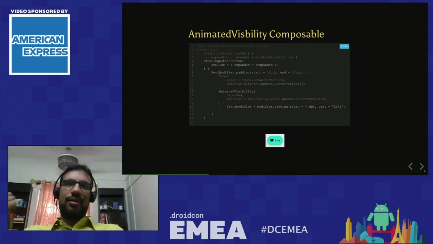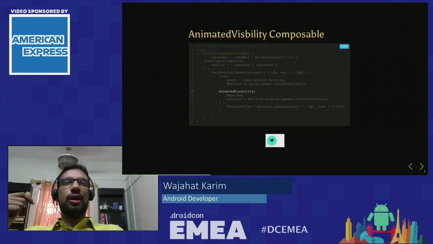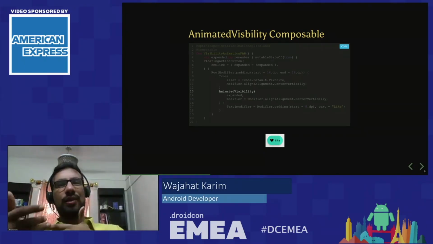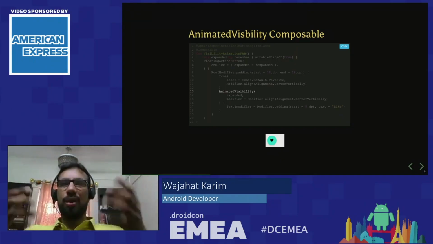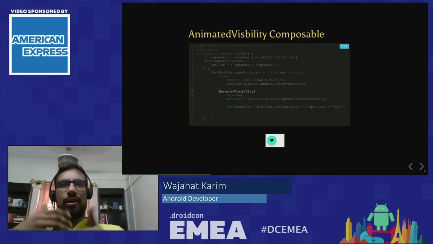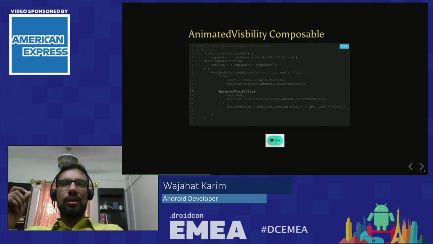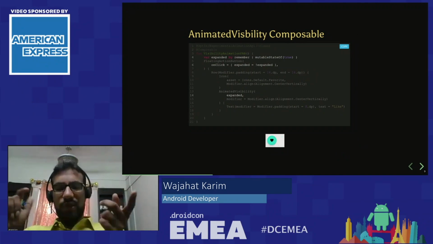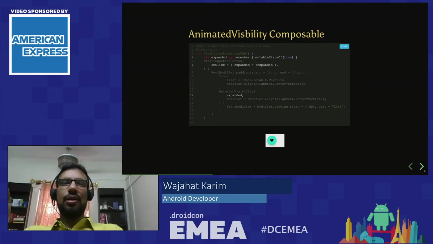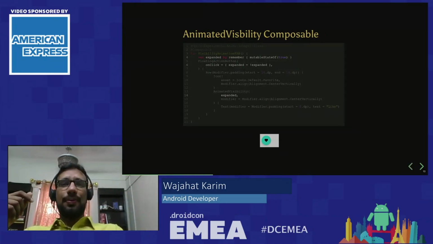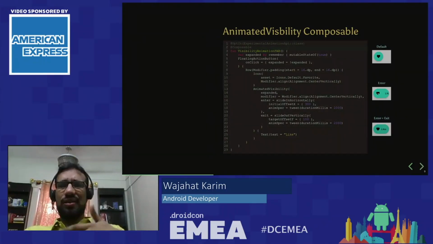What's fancy is this animated visibility. You can see that I have not added the text into the row directly. I have added it into the animated visibility. This is a simple composable which gives you what any normal composable gives. It will ask you two things. Number one, what is the visibility of this composable, so it will make sure that this is animated. The other is modifiers, like standard.